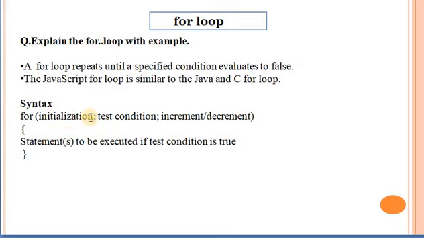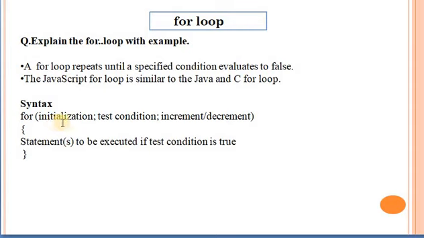For, initialization, semicolon, test condition, semicolon, and the increment or decrement statement. After that, open curly bracket, statements to be executed if the condition is true, and close the for loop. The sequence of execution of the for loop is such that first of all, initialization.